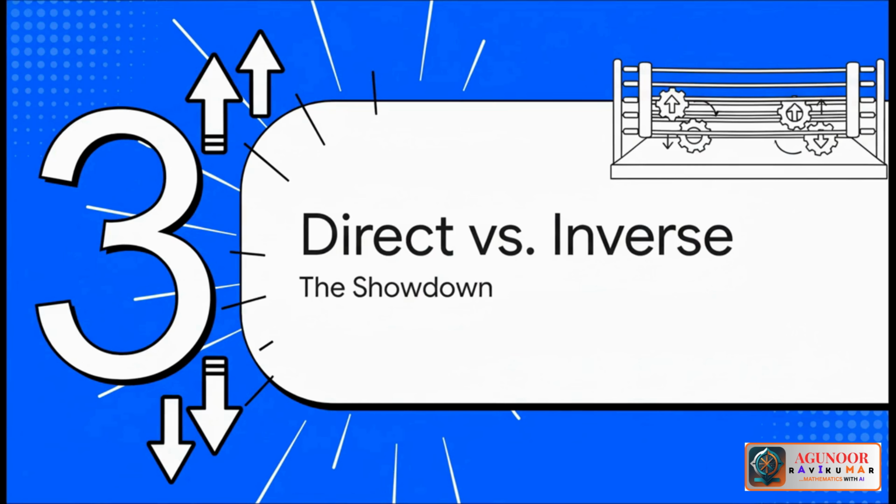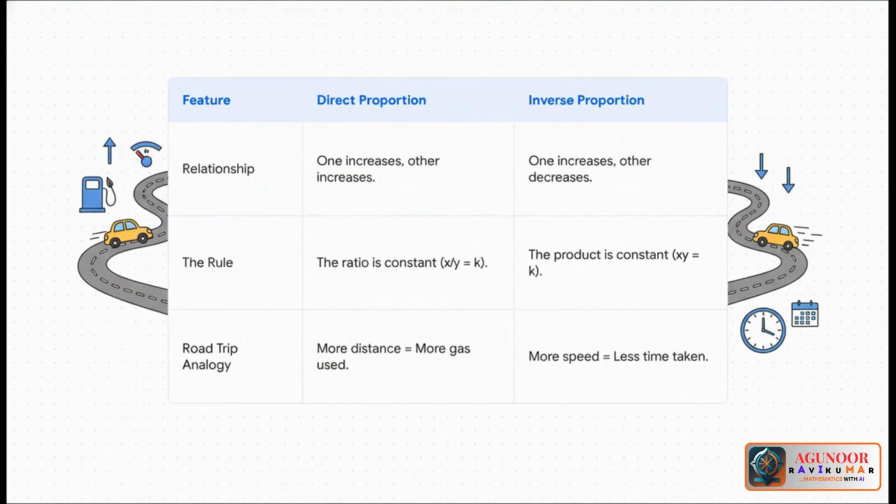Okay, we've met both our contenders. Now it's time for the showdown. Direct versus inverse. Let's put them head to head so you'll never get them mixed up. This little chart here sums it all up beautifully. For direct, everything moves together, and the ratio, x divided by y, is constant. For inverse, they move in opposite directions, and the product, x times y, is constant.